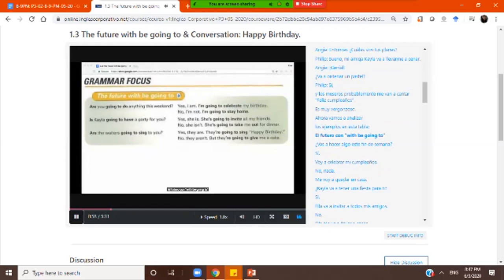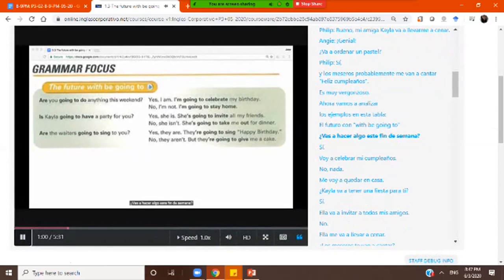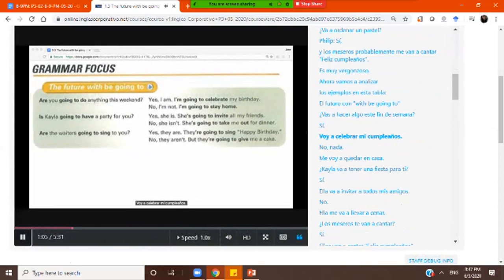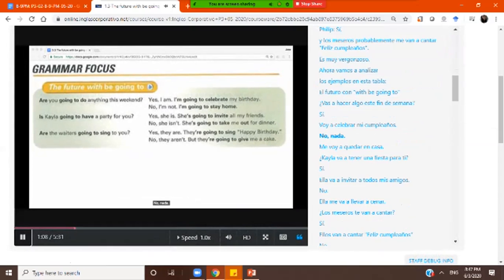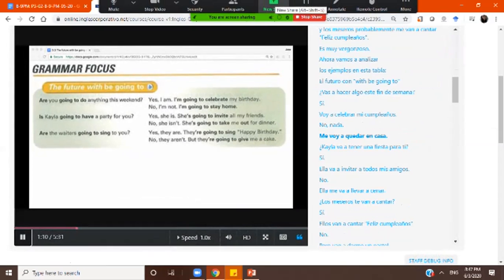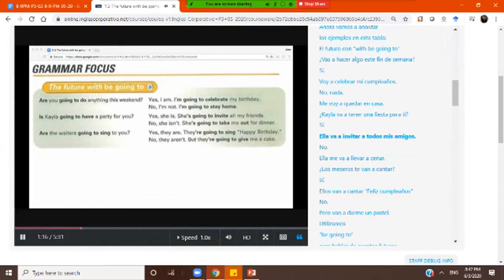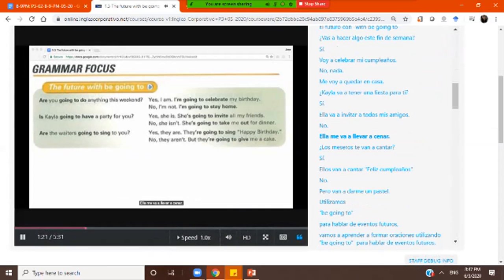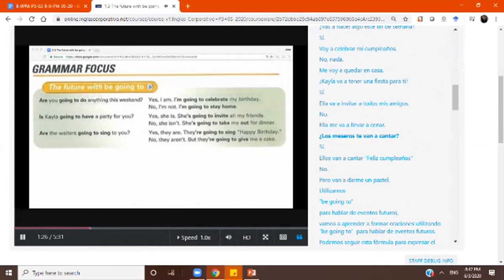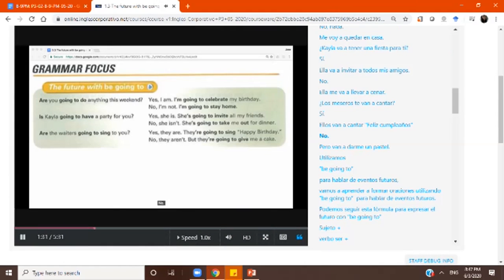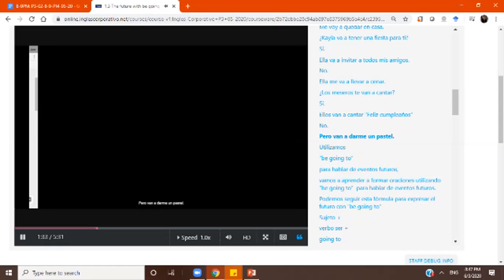The future with be going to. Are you going to do anything this weekend? Yes, I am. I'm going to celebrate my birthday. No, I'm not. I'm going to stay home. Is Kayla going to have a party for you? Yes, she is. She's going to invite all my friends. No, she isn't. She's going to take me out for dinner. Are the waiters going to sing to you? Yes, they are. They're going to sing happy birthday. No, they aren't. But they're going to give me a cake.